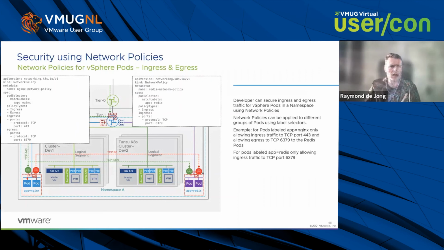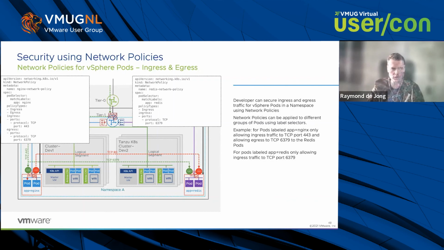Then look a bit further at the network policies for vSphere pods for both ingress and egress. This is about using the distributed firewall when you create Kubernetes network policies. So in this example, in a namespace, I have pods for Nginx and I have pods for Redis. And in this example, I'm trying to show that you can leverage network policies and apply those to those pods to secure access, ingress and egress, from those pods. So in this case, you only want to allow, for example, 443 to the Nginx pods, and only allow Nginx pods to be able to access the Redis pods.